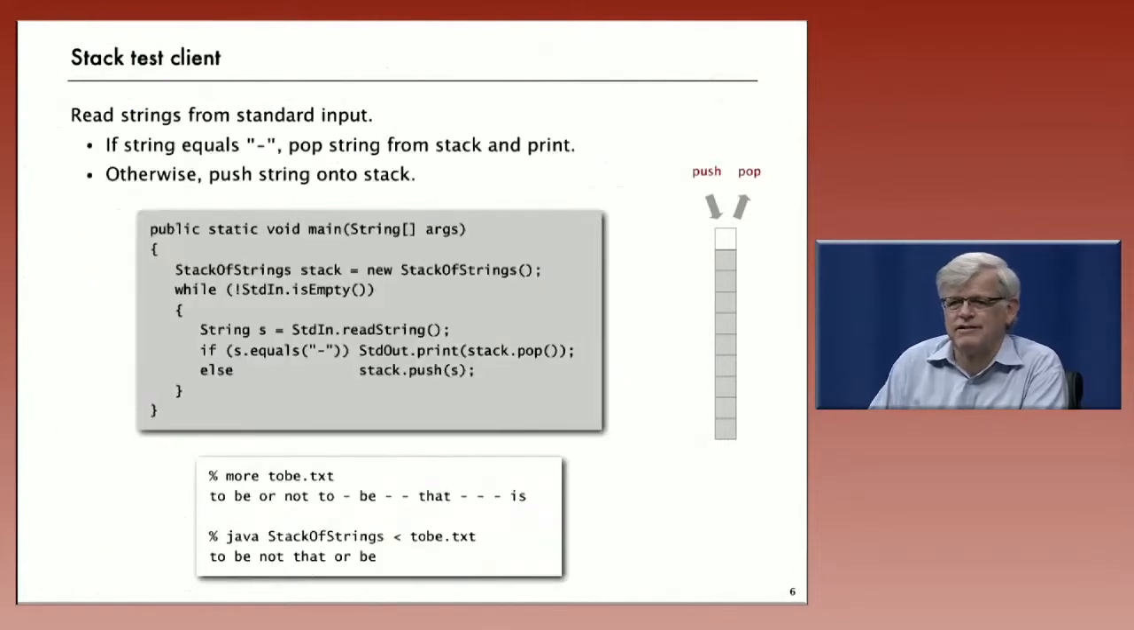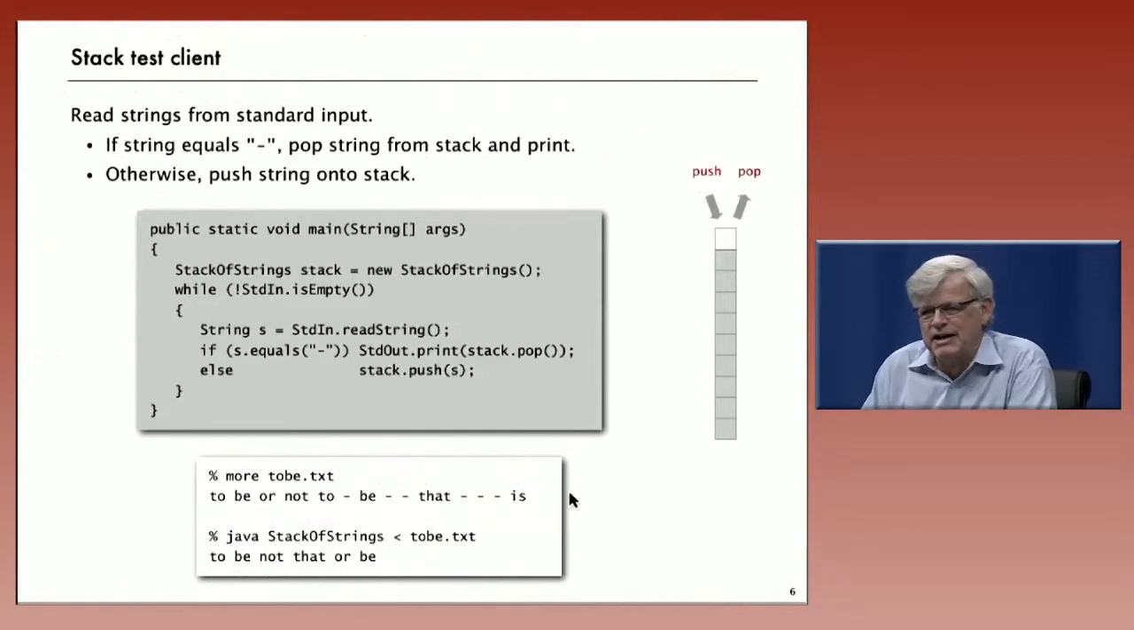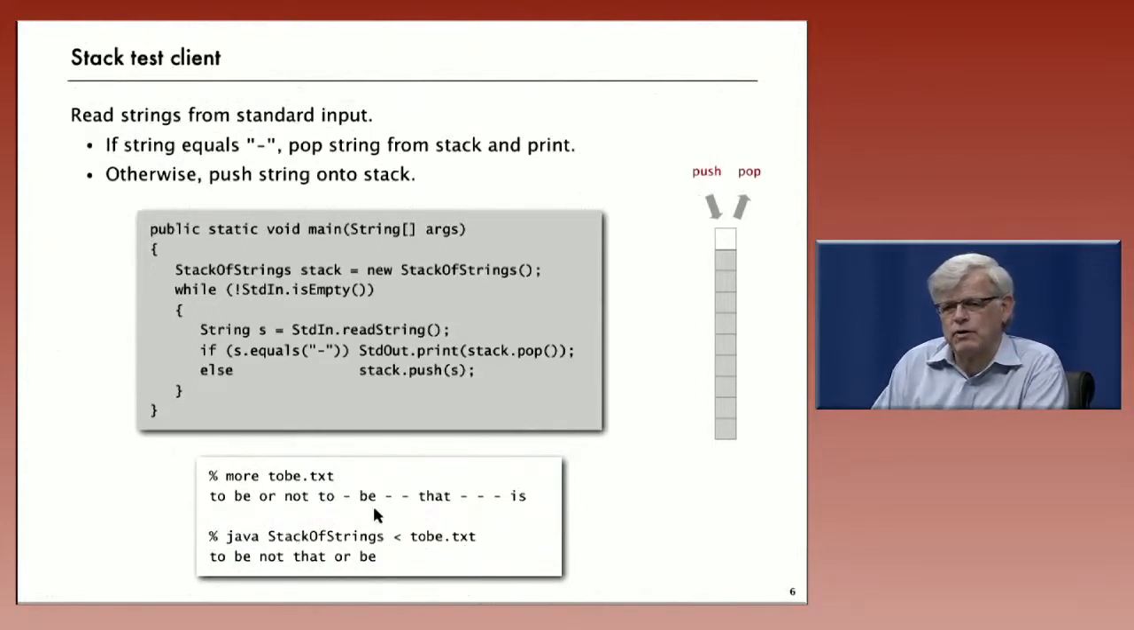And our client, a simple client, is to take some strings on standard input and some pop commands which are indicated with hyphens. And so this client reads strings from standard input. If the string is equal to the hyphen character, it'll pop the string at the top of the stack and print it. Otherwise, if it's a string that's not equal to the hyphen character, it'll just push it onto the stack.